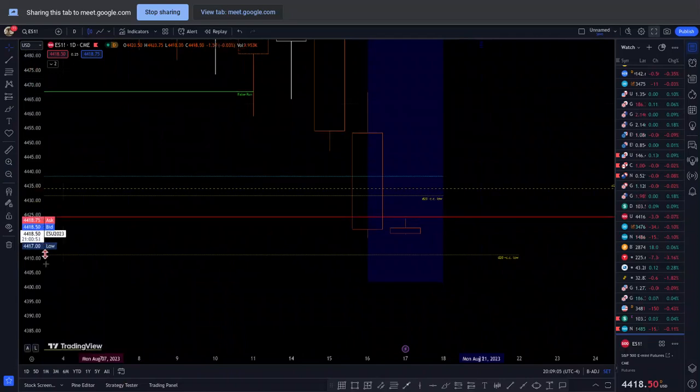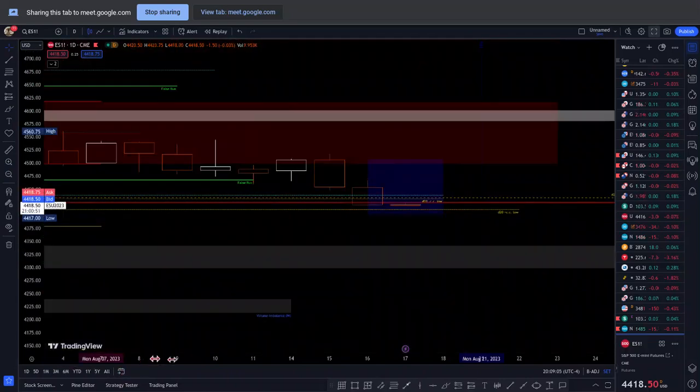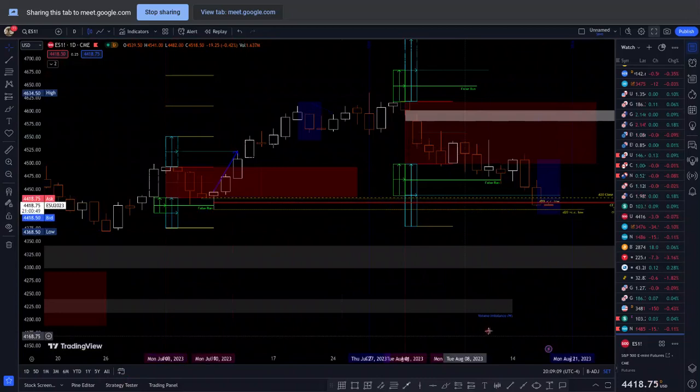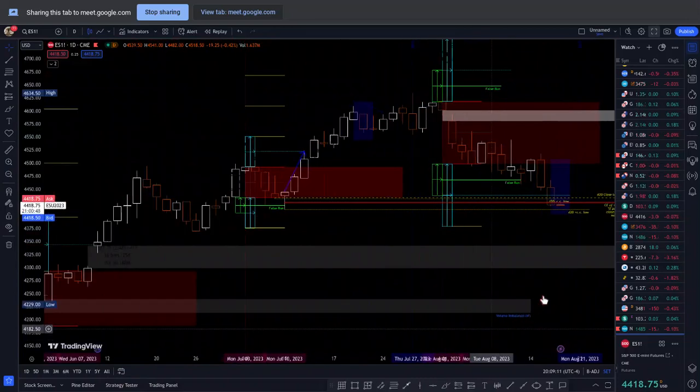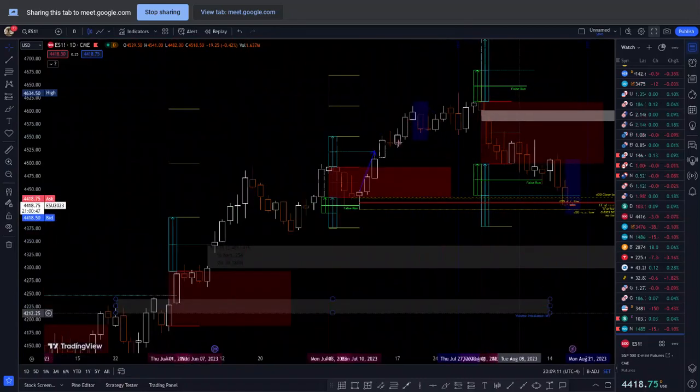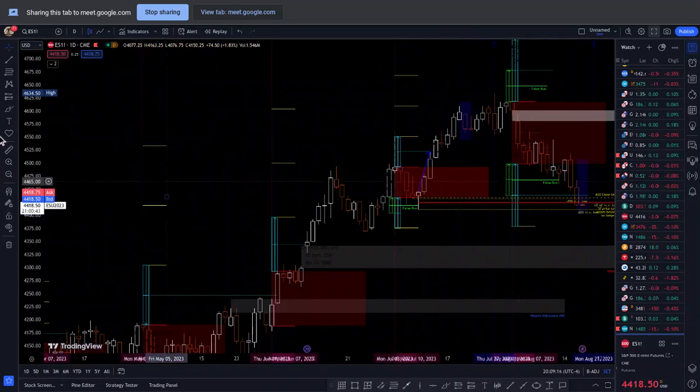I have some of this marked up on ES right here. Wait, what's the blue box again? The blue box is day 12, 13, and 14. See right here? Let me see. Let me zoom in.